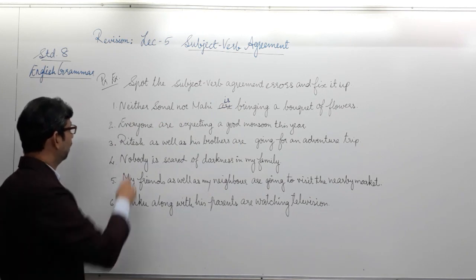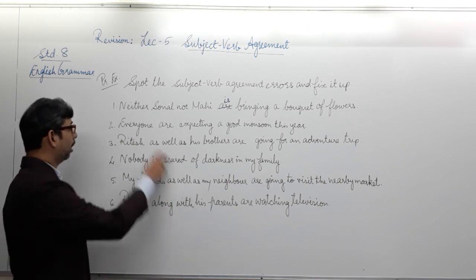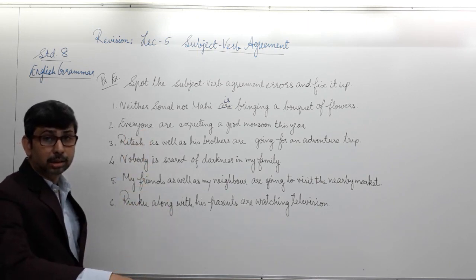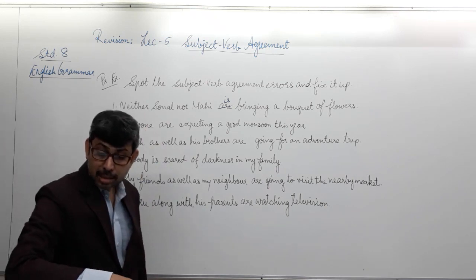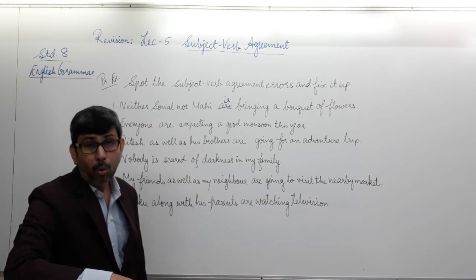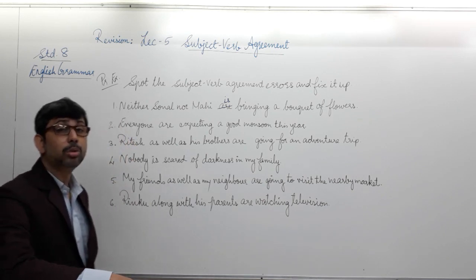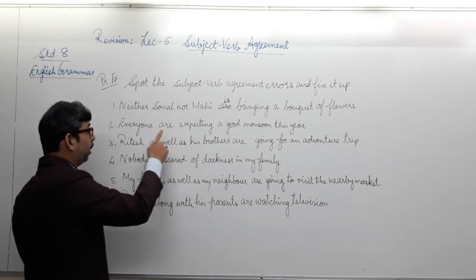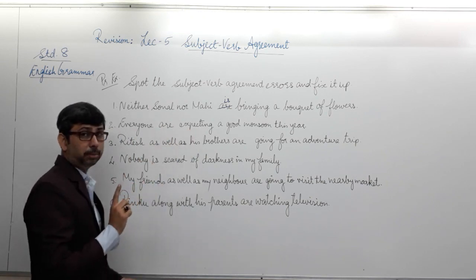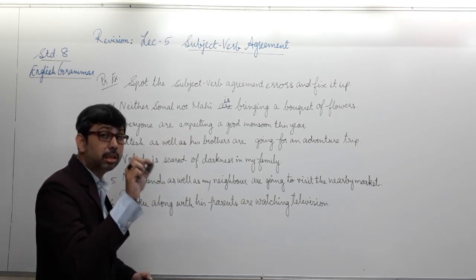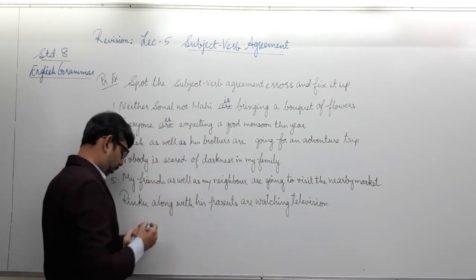Second sentence: Everyone are expecting a good monsoon this year. Well, the word used is everyone, and as we learned in the rule, if you write words like anyone, no one or none, somebody, anybody, each, either, neither, everything, and such words, we use a singular verb and not a plural verb. So once again we have a plural verb incorrectly used over here. Everyone is expecting and not are expecting, because everyone means each single person. Let's rectify it, strike it out and write the correct one.